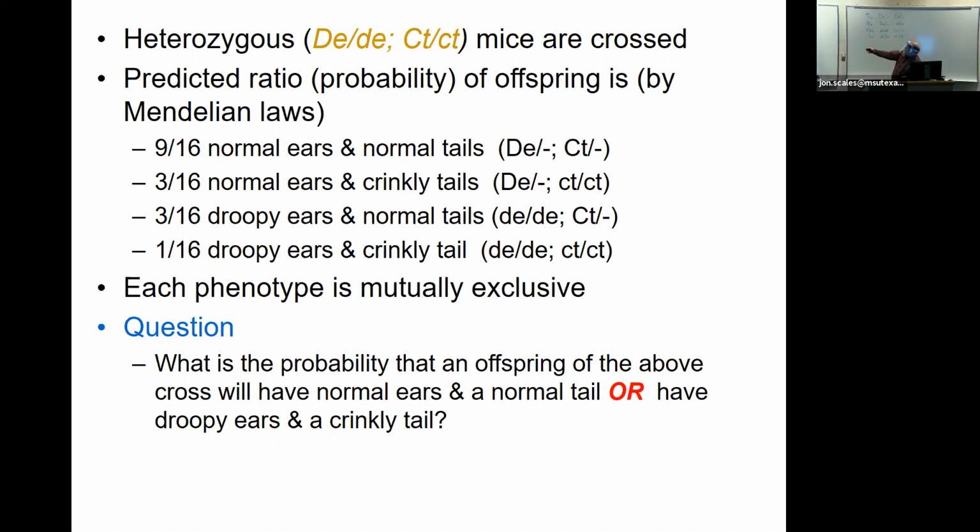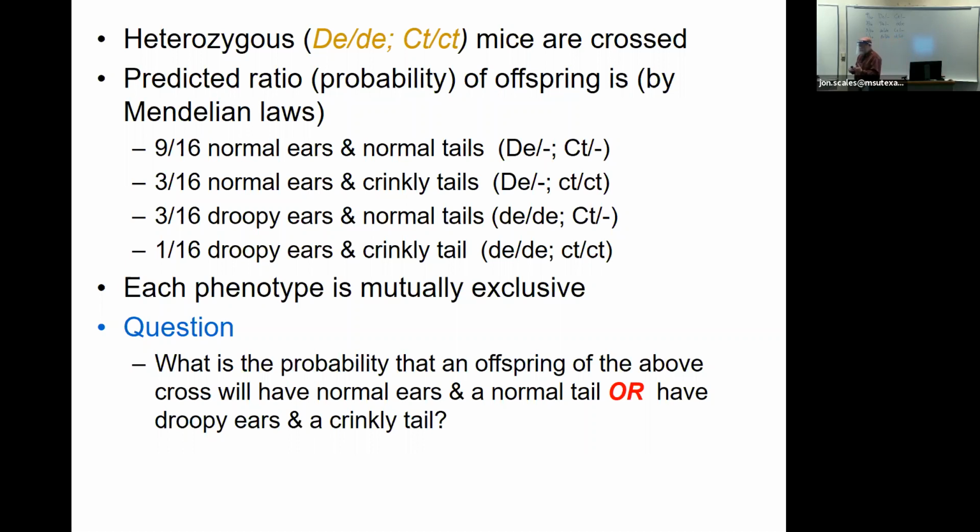So we're asking, what's the probability of being wild type or mutant? You can't be wild type and mutant at the same time for both traits. So which rule do we have to use? The sum rule. And so we're going to add the two probabilities. The probability of being normal is 9/16. The probability of being a double mutant is 1/16.